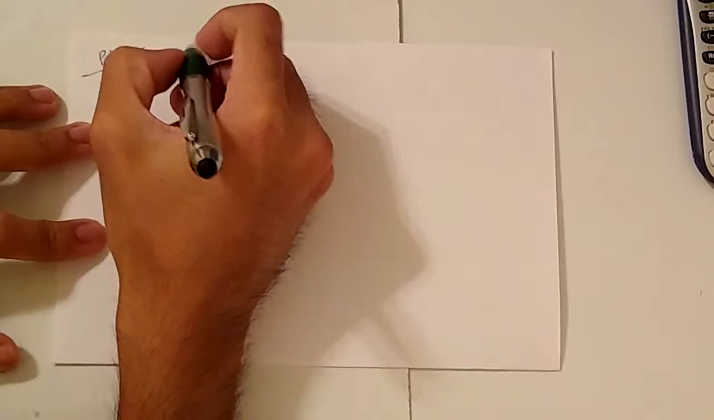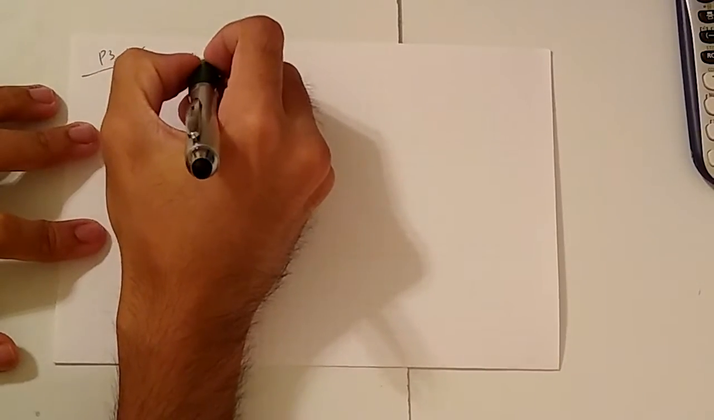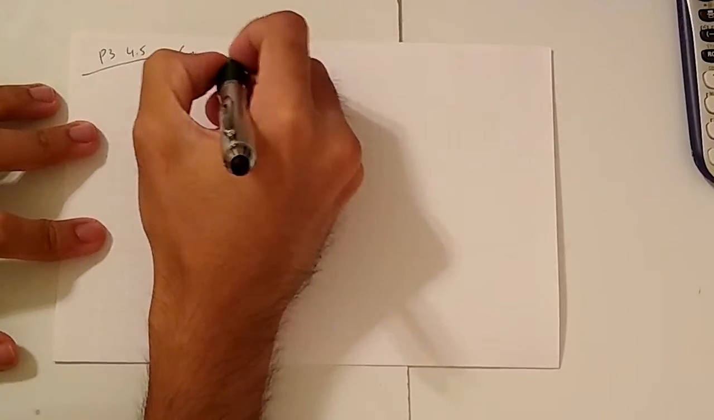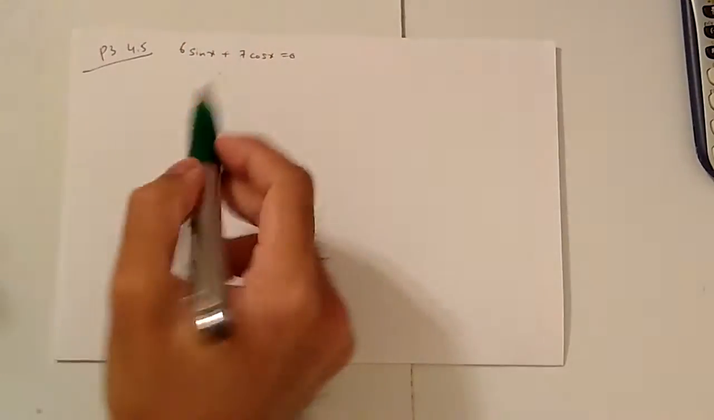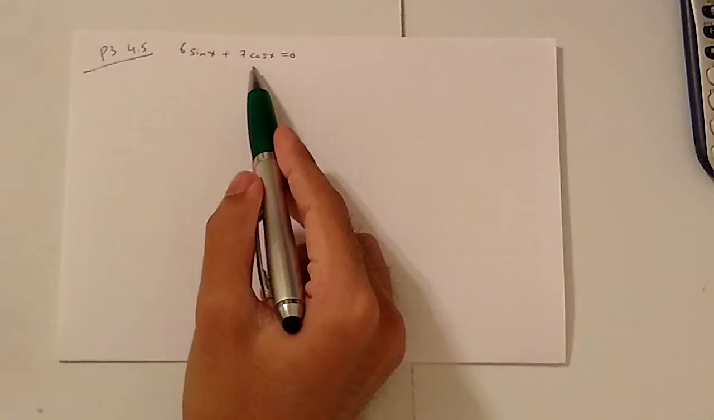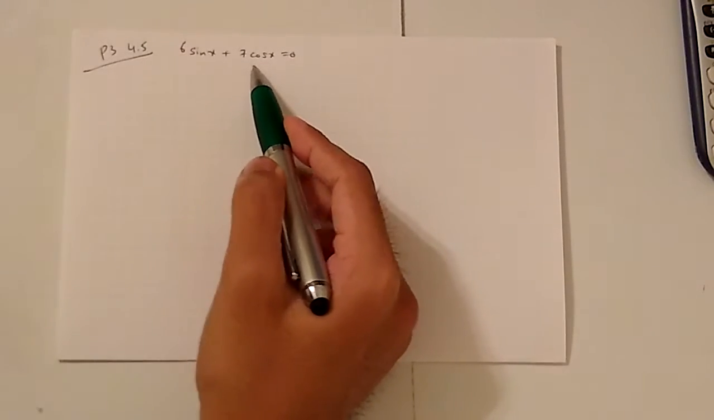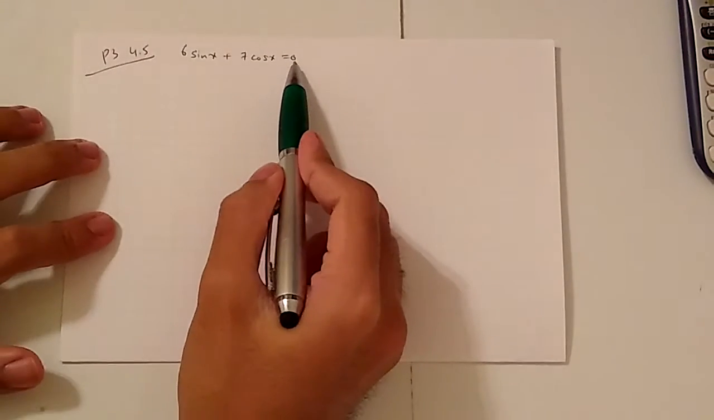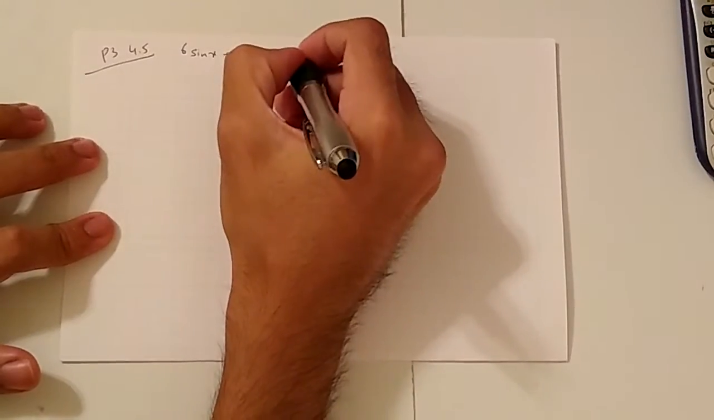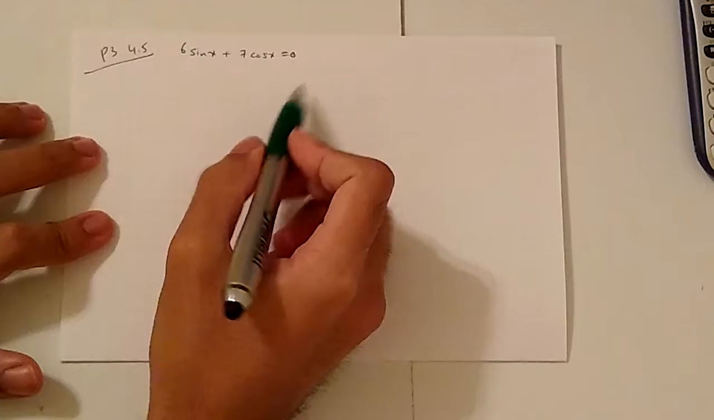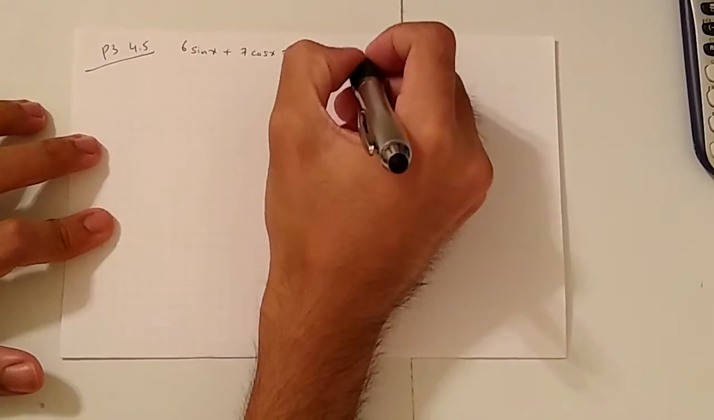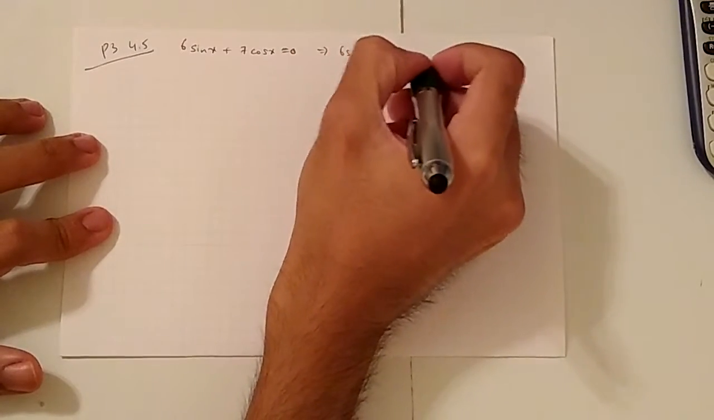Let's say we have 6 sine x plus 7 cos x is equal to 0. You can easily solve this equation without having to worry about any compound angle formulae, because we have a 0 on this side. Since you have a 0, we can easily take the 7 cos x to that side. This becomes 6 sine x is equal to minus 7 cos x.